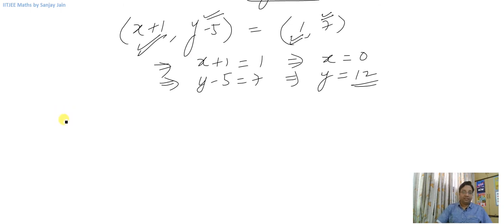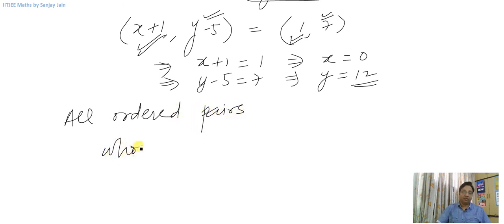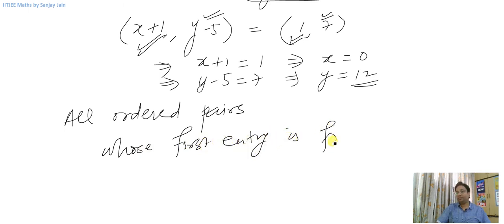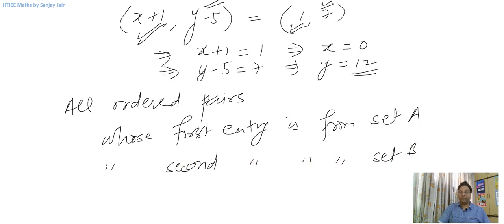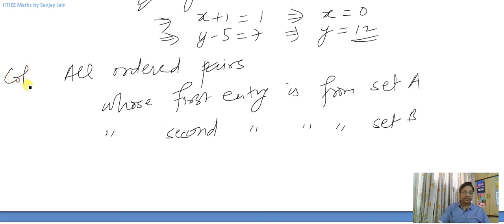Now if I collect all the ordered pairs whose first entry is from, let us say, set A, and whose second entry is from set B. What I mean is, I am collecting all ordered pairs whose first entry is from set A and second entry is from set B.